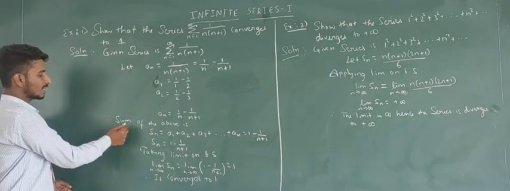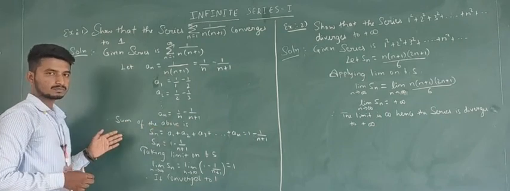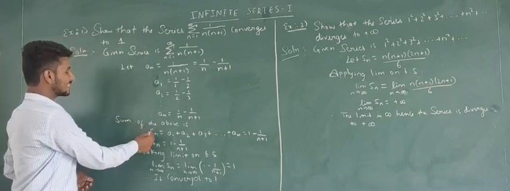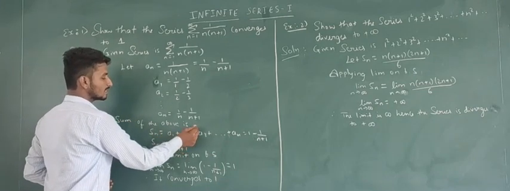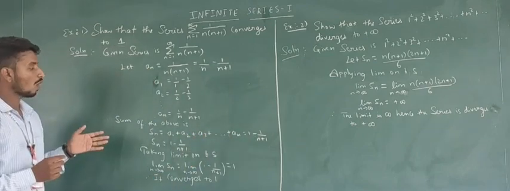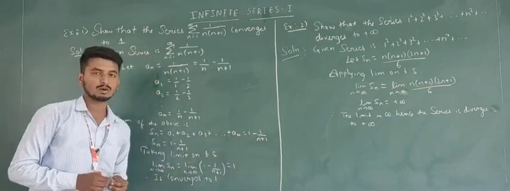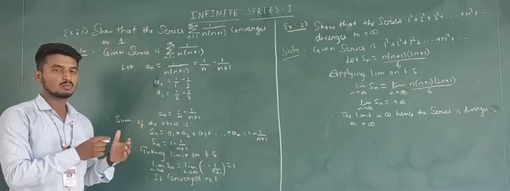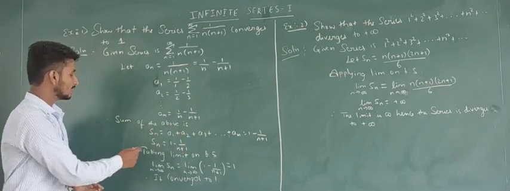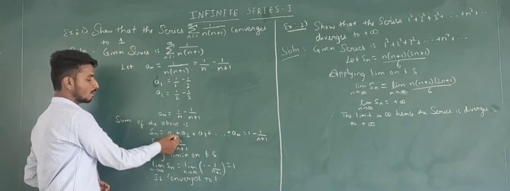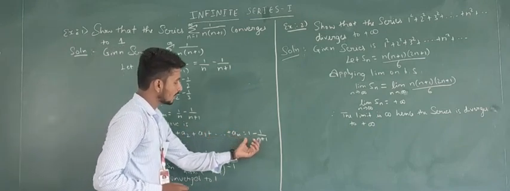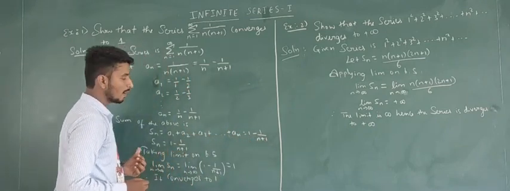This is the nth term now. Therefore the sum of the above, we know the partial sum, we saw the definition of partial sum yesterday. So Sn equals a1 plus a2 plus a3 plus so on plus an, which equals 1 minus 1 divided by n plus 1. How did it come? For the partial sum we have to add the series.